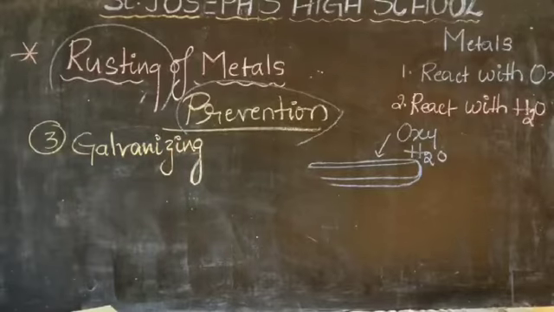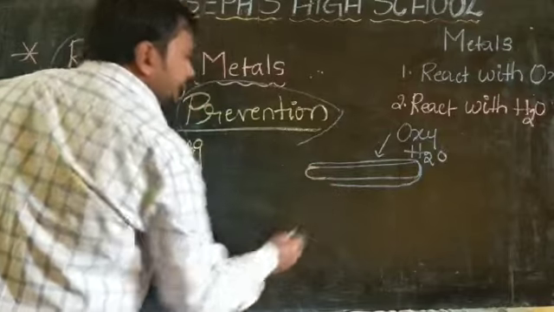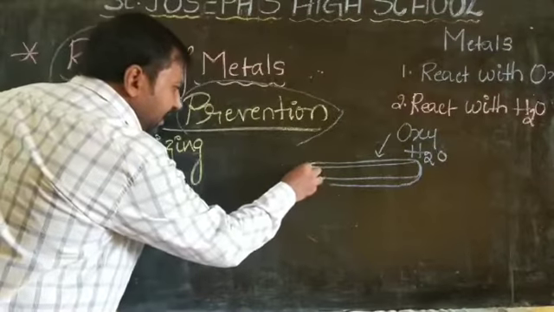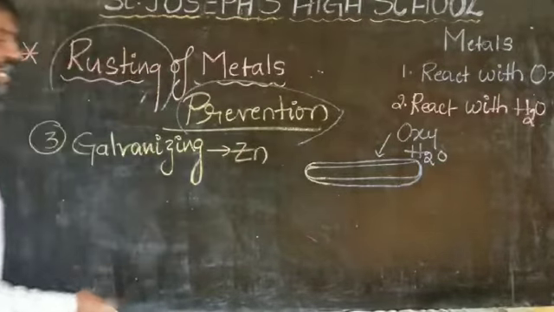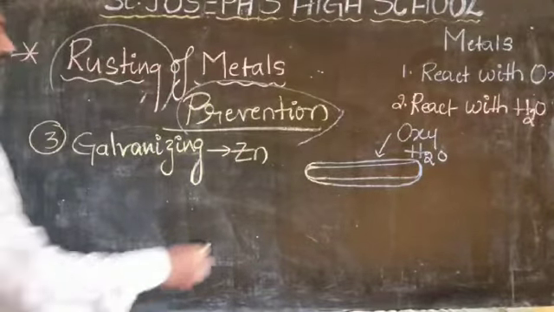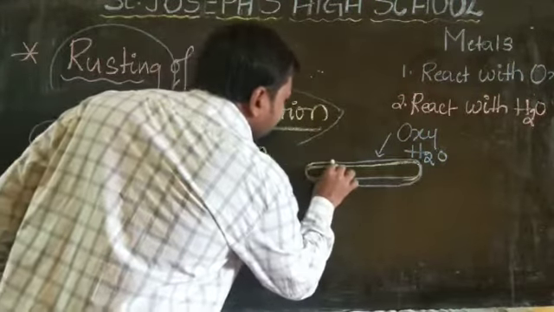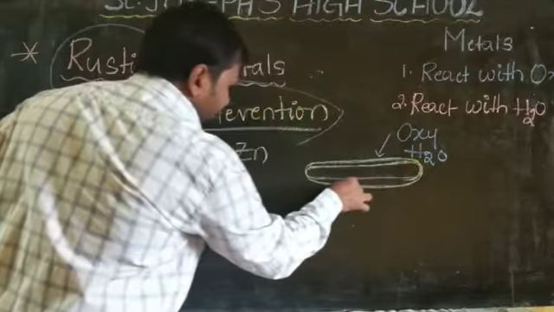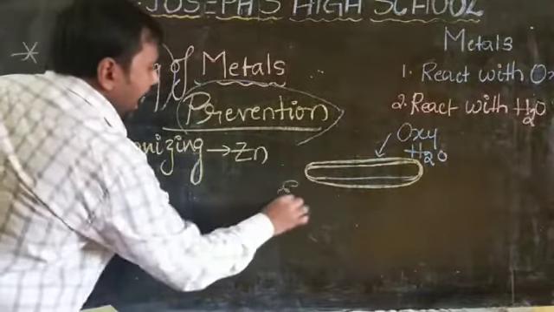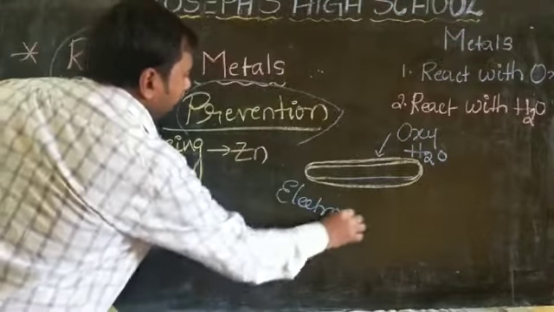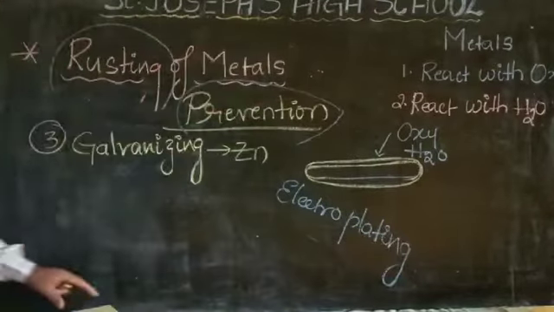What is meant by galvanizing? Any metal that is coated with zinc. That metal is coated with what? Zinc. That means if you take any other metal and coat a very thin zinc layer on it, how will you coat it, sir? By using an electroplating method.